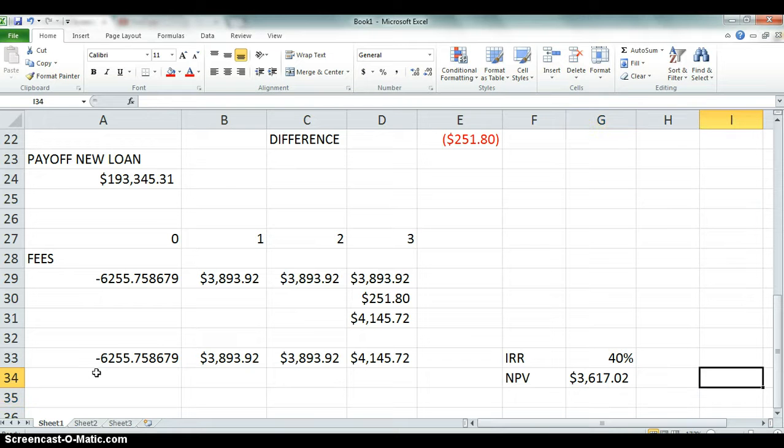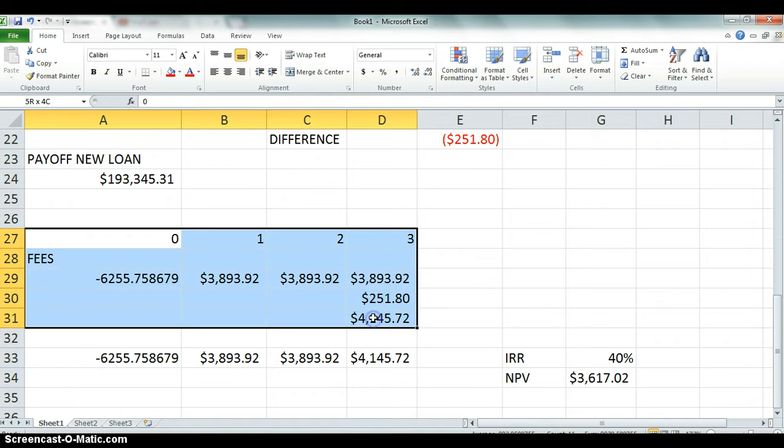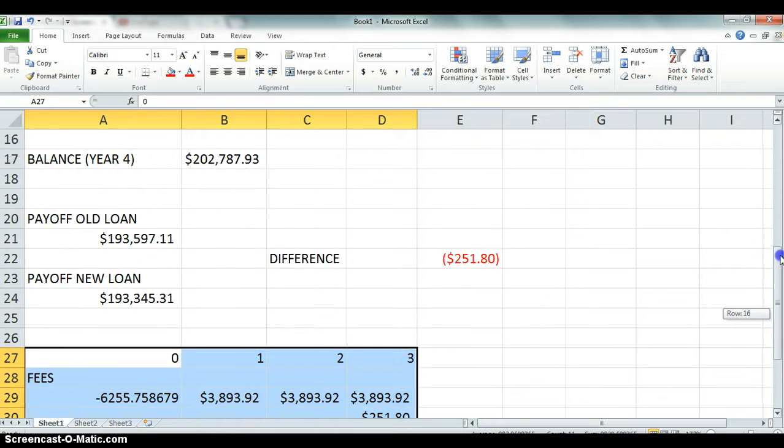So now we can decide that actually refinancing is a good idea in this case, because the IRR is really high, 40%, good deal. The NPV is positive, is a good number, $3,600. So the best thing that this family can do is probably just sell the house in year 3 and go ahead and refinance their loan.